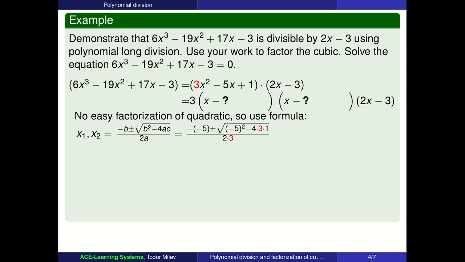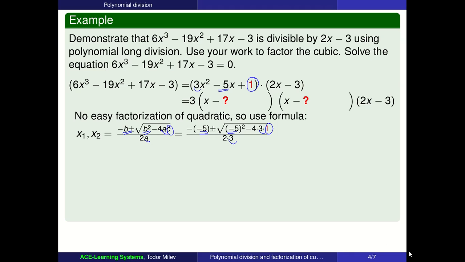minus b plus or minus radical of b squared minus 4ac over 2a. So the number a equals 3. The number b equals negative 5. And the number c equals 1.